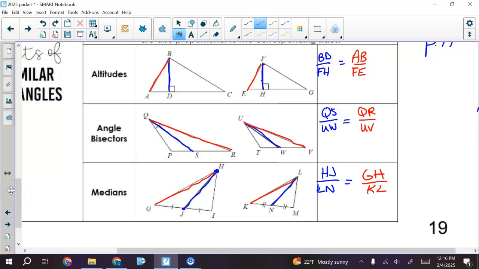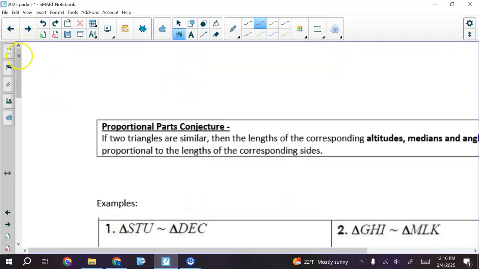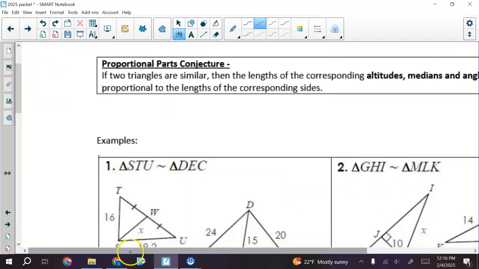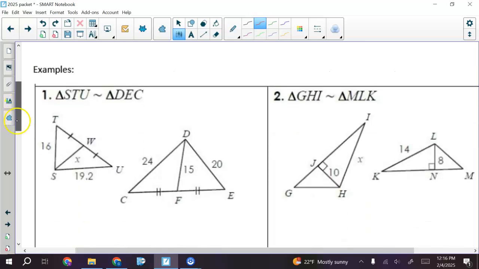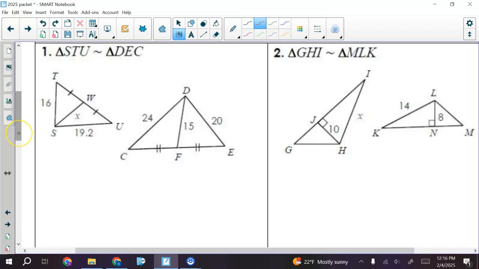All right, so let's go ahead and see how that would look. So go to the notes here on the next page, page 20. It says if two triangles are similar, then the lengths of the corresponding altitudes, medians, angle bisectors are proportional to corresponding sides. So the first one says the two triangles are similar.